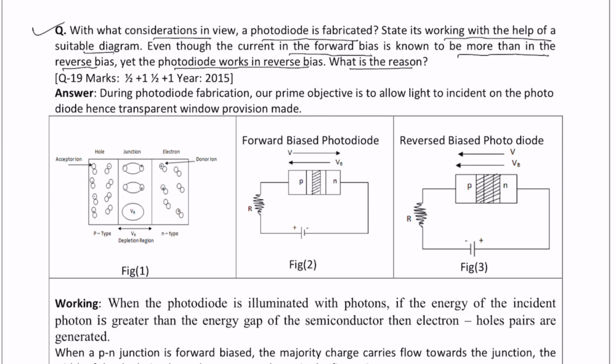During the photodiode fabrication, our prime objective is to allow light to be incident on the photodiode, hence a transparent window provision is made. So let's see this diagram first.